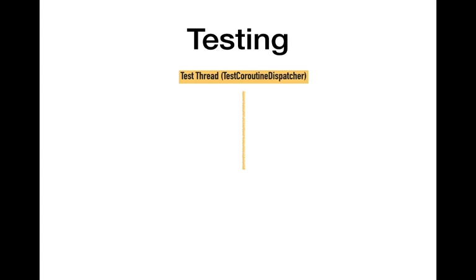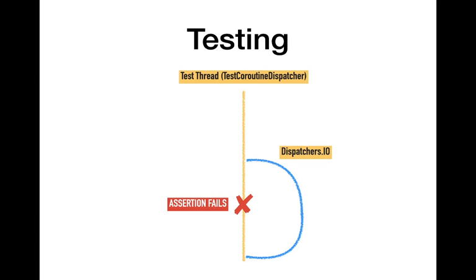Why? Let's visualize it. You were using the TestCoroutineDispatcher, the test thread, in the test, but whenever you call fetchWeatherForecast from the view model, you actually launch a new coroutine with Dispatchers.IO. So it will be executed on a different thread. Your test doesn't know that a new coroutine has started and that it needs to wait for it. So it makes the assertion right away and your assertion fails.